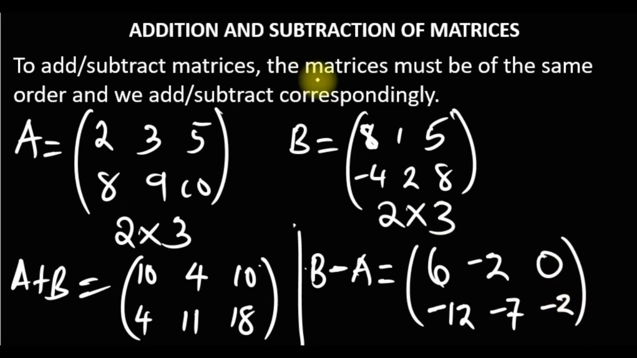So have you seen it? Whenever you are to add or subtract matrices, you add correspondingly. First row to first row, first column to first column. So that's it. So let's do multiplication.